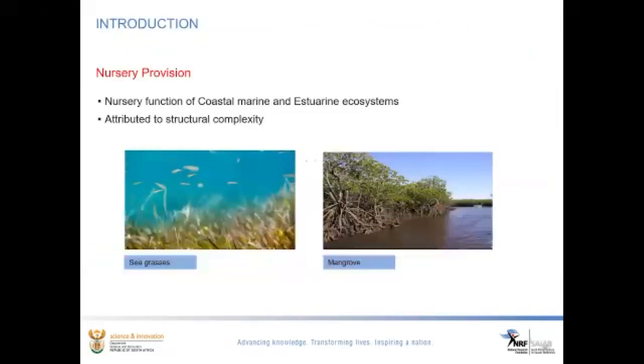Coastal marine and estuarine ecosystems are highly productive and serve an important nursery function for coastal fish species. Most research into the nursery function of coastal ecosystems has focused on the estuarine environment, particularly in South Africa. The value of estuaries as nurseries has been attributed to the provision of structurally complex habitats such as seagrass, mangrove, and salt marsh, which results in increased survival of fish and invertebrate species through protection from predators, and also the provision of substrate for food to grow on.